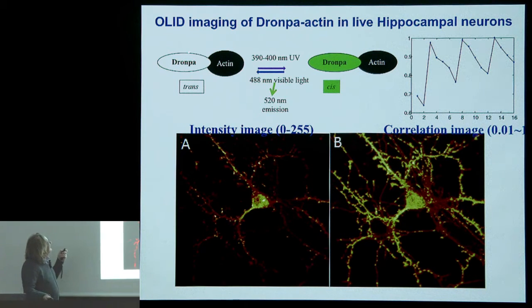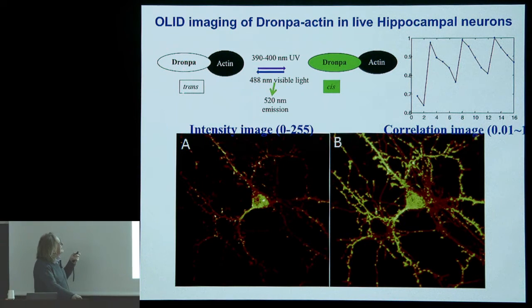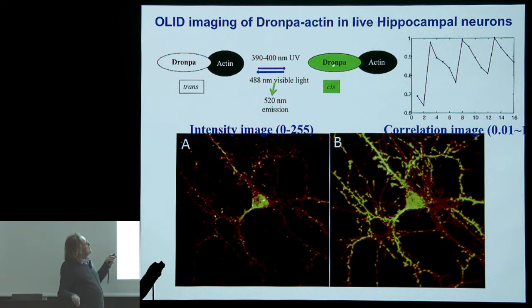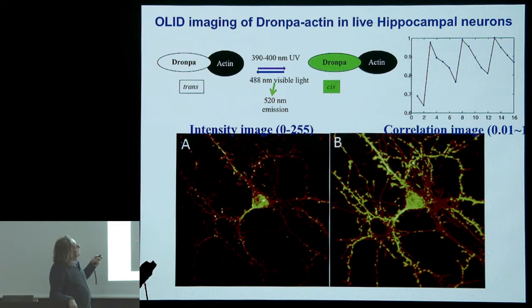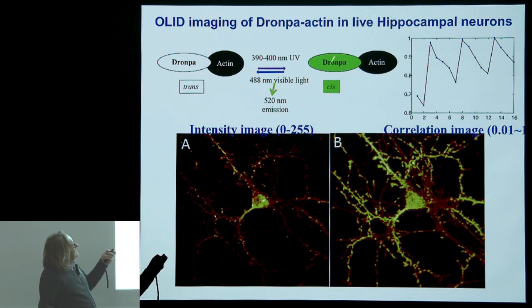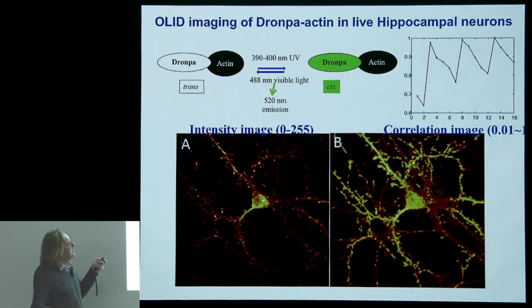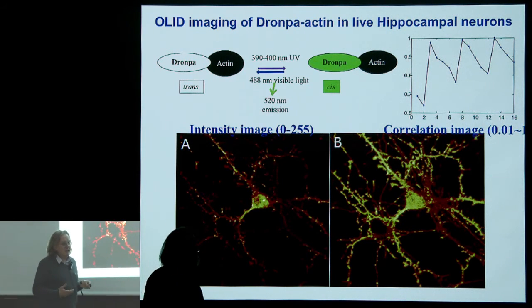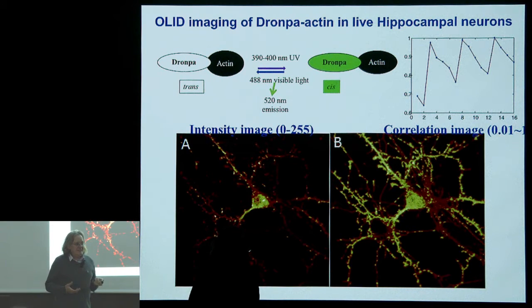Dronpa exists in two states: a trans state where the chromophore has no fluorescence, and a cis state where the chromophore in the Dronpa protein is highly fluorescent. And again, driven by UV and reversed by visible light. Moreover, by exciting with 488 light, you can also have fluorescence emission. So almost the same as that nitroBIPS molecule. The advantage of using Dronpa is that it's a protein and it's encoded by a gene, by the DNA.